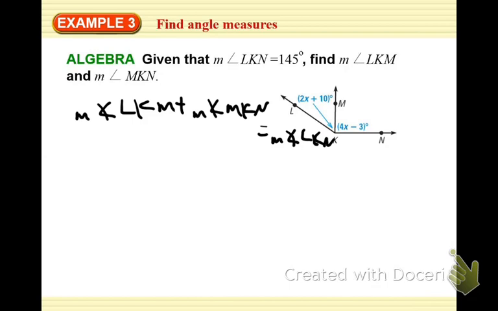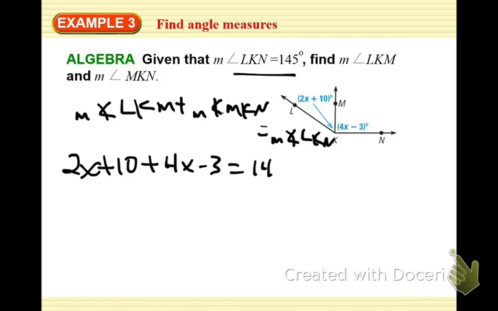Sorry guys, my handwriting's pretty awful. Okay? So angle LKM is 2x plus 10. MKN is 4x minus 3, and it's going to equal the measure of LKN, and LKN is 145 degrees. Okay? There's your equation that you're going to go solve.